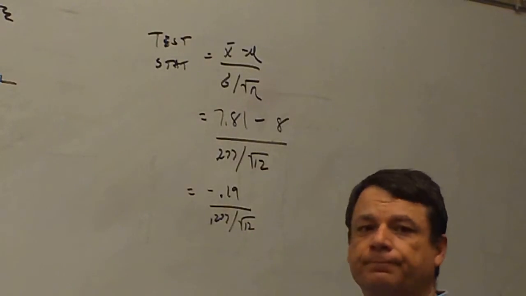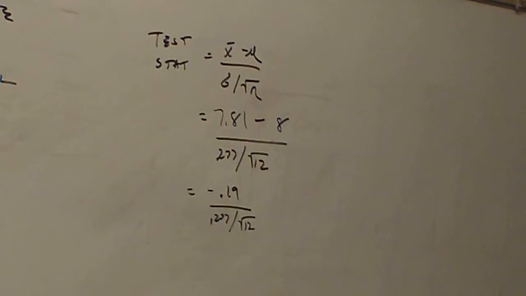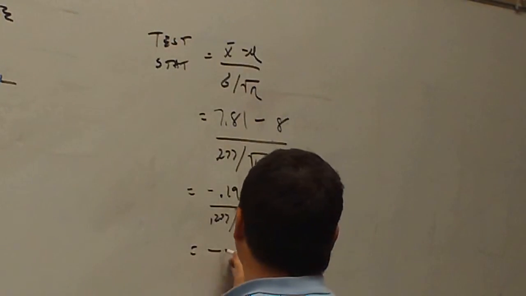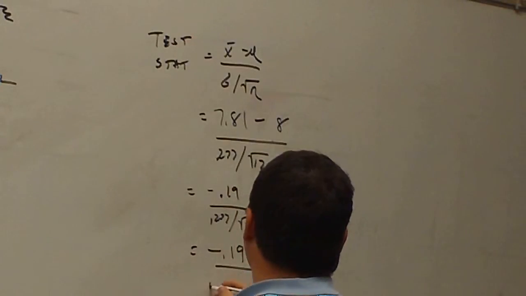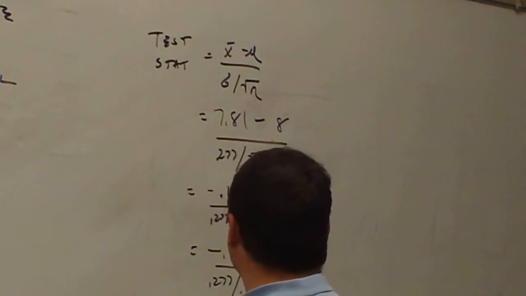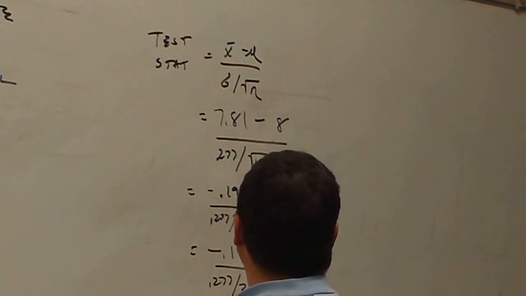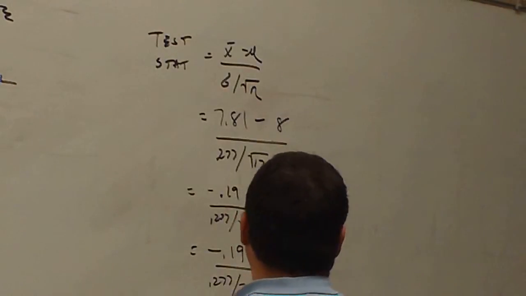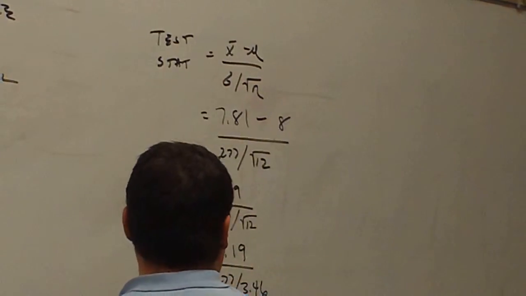And someone give me the square root of 12. It's 3 something. 3.46. So negative 0.19 divided by 0.277 divided by 3.46. And when you divide that into negative 0.19, what do you get?